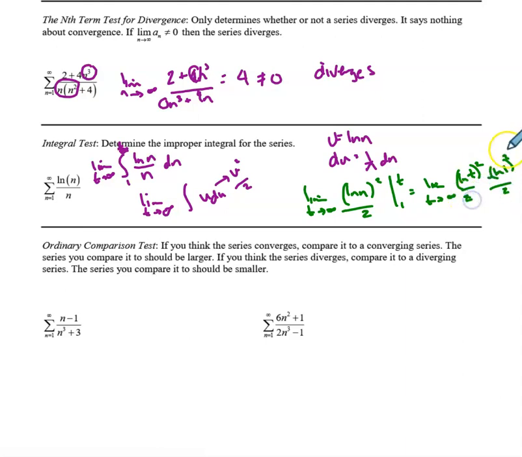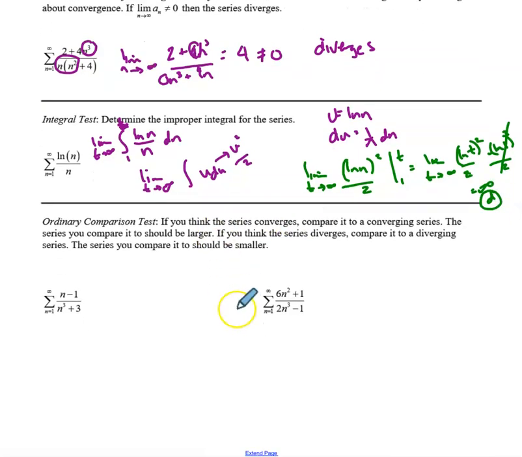And of course the ln of 1 is 0, so this whole term goes to 0. And for this term, as t goes to infinity, the natural log of infinity is infinity, so this limit is infinity, and this series is going to diverge because its improper integral diverges.